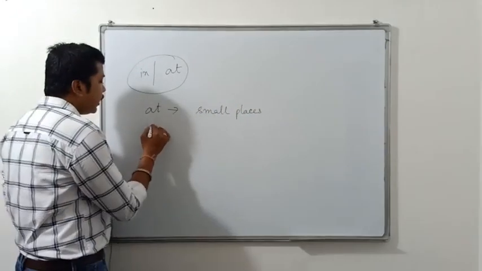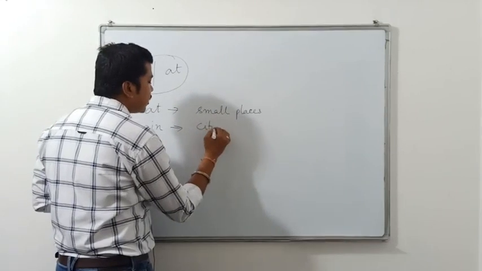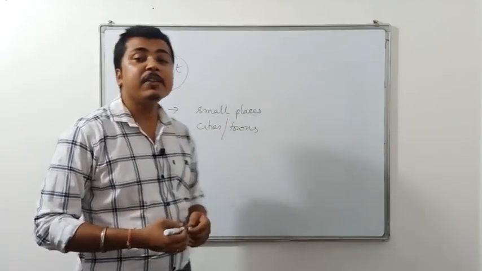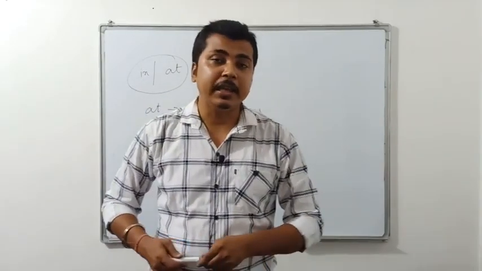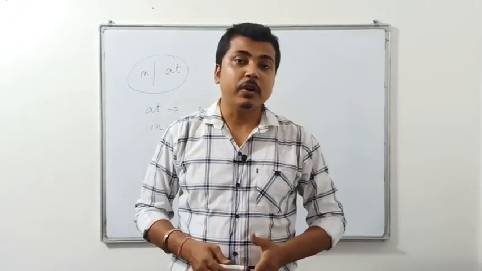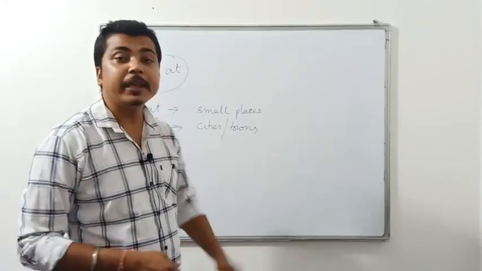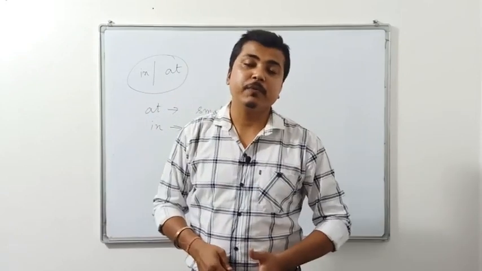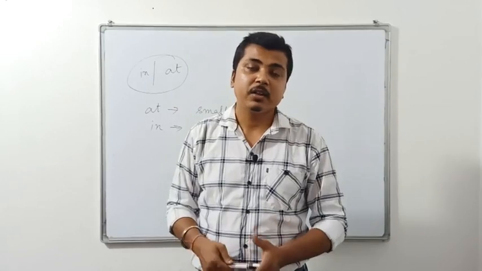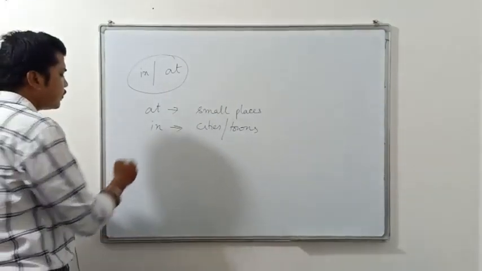But in is used in case of cities or towns. Okay, suppose I live in Kolkata, I live in Delhi, I live in Guwahati, isn't it? Names of cities or names of big places you are going to denote with the prepositional word in, and at is used before names of small places, either it can be village or street or any other certain location, isn't it?